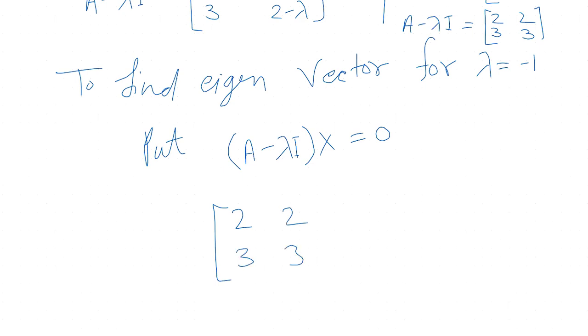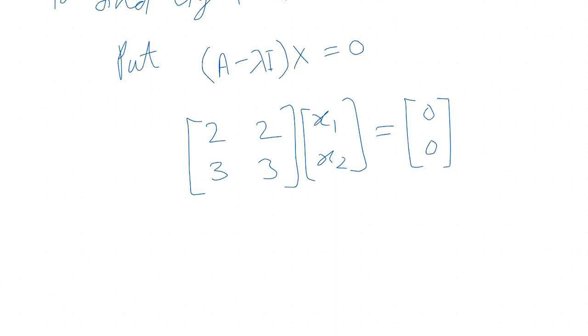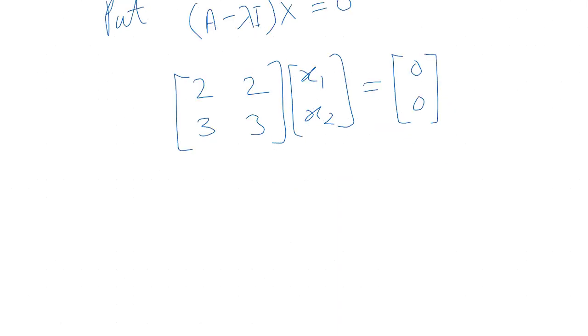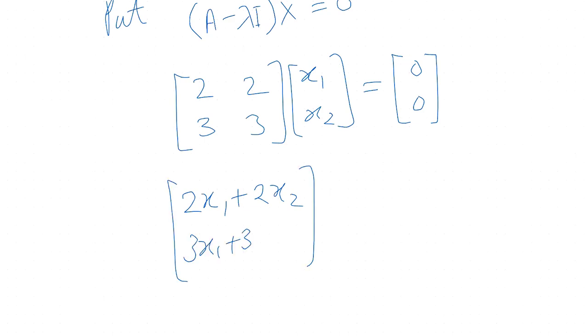Because this is a 2 by 2 matrix, let us take 2 components in this vector, and on the right side, 2 components in the 0 matrix. So let us multiply the first row with this column. You will have 2x1 plus 2x2, and below this, 3x1 plus 3x2 is equal to the two components 0, 0. So let us compare both sides.